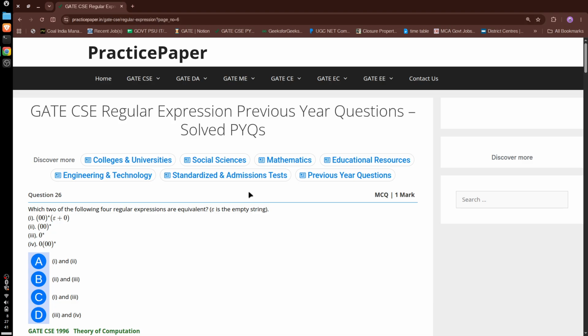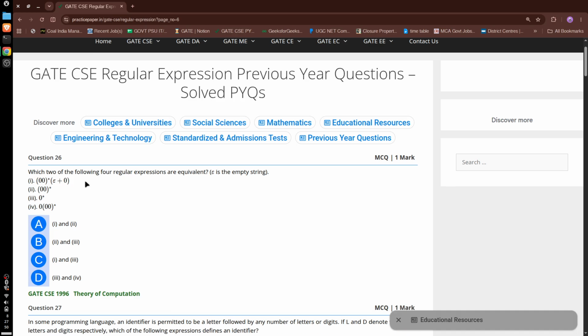Which one of the following regular expressions is equal to epsilon? Okay, so this means empty string. This is also very simple, right? So according to this, which ones are equal? We have to pick two of them, right? Let's go with this one.